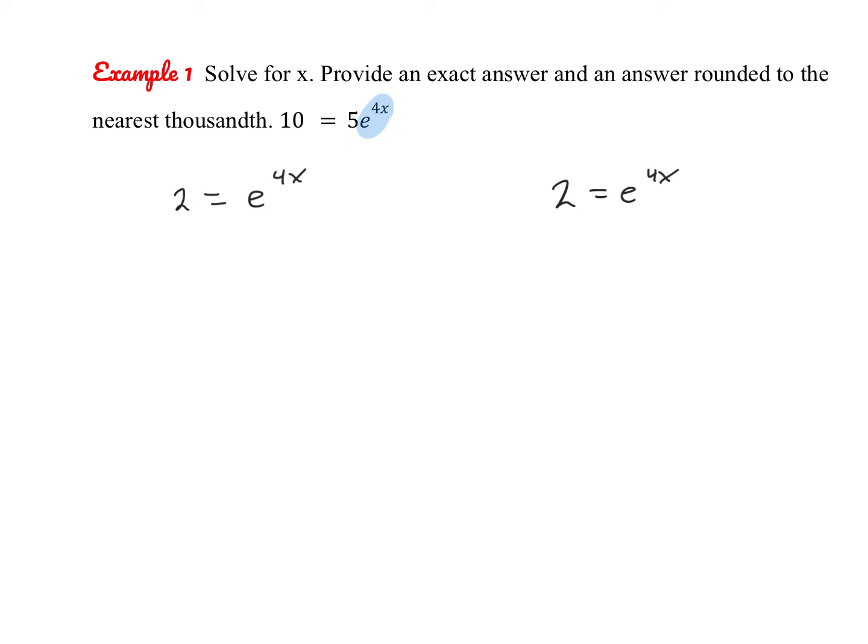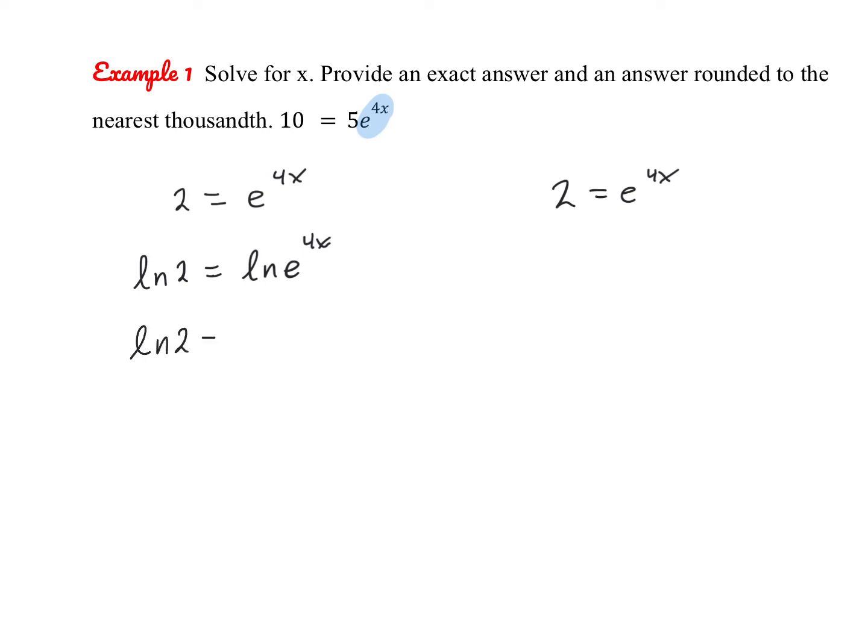Okay, so path 1 is to take the log of both sides. Now, since this term is base e, I think the easiest thing to do is to take a base e log of both sides, which of course is a natural log. So we'll take the natural log of both sides. And the reason why we would do that is, remember, there's a property where if these two bases are the same, so base e, it simplifies to whatever your exponent is.